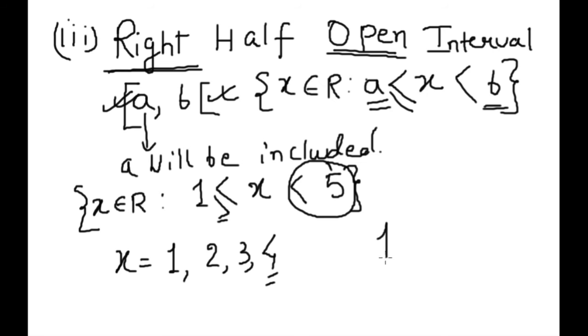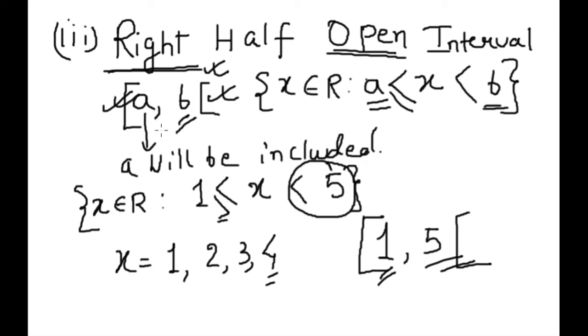We can write this as 1 and 5, but this side is closed and this side is open because 5 is not included in the limit. x is not equal to 5, but x is equal to 1. So that's why this is closed. So this is a right half open interval. The right side will be open and the right limit will not be included with the elements.